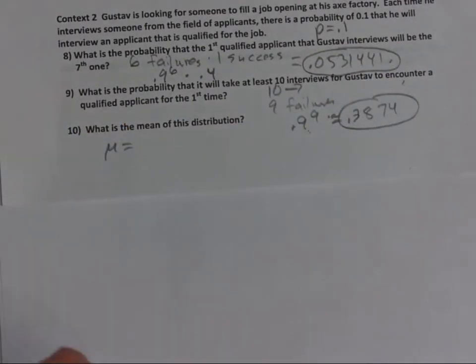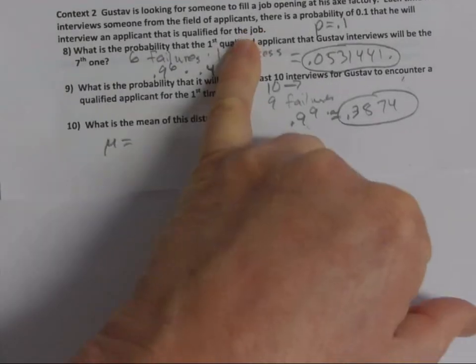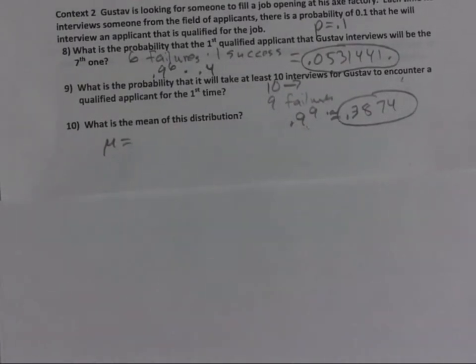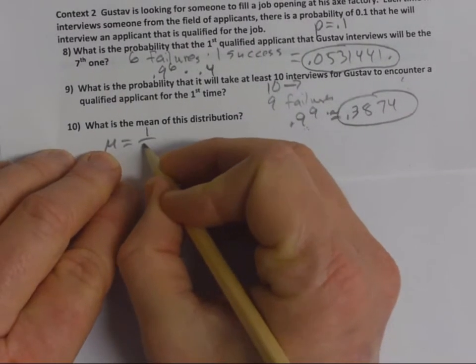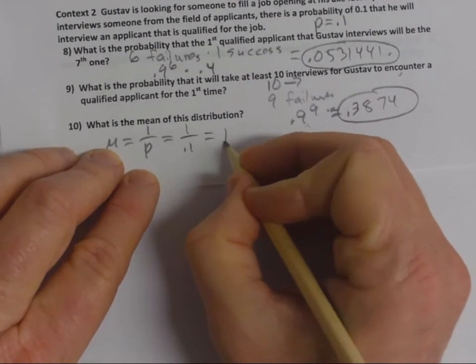In other words, if Gustav were to interview people until he finds a qualified applicant, maybe the first time he did it was on the 9th one. The second time he did it was on the 3rd one. The third time he did it was on the 15th one. And he were to do the same procedure many, many times, what would it average? And it's 1 over p. So that would be 1 over 0.1, and so that is 10.